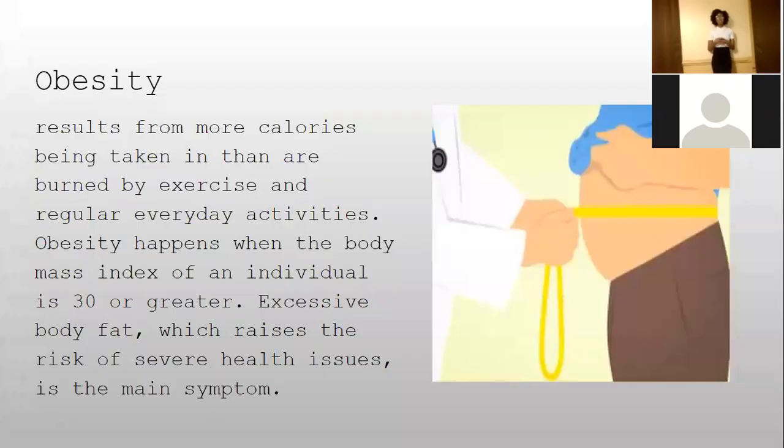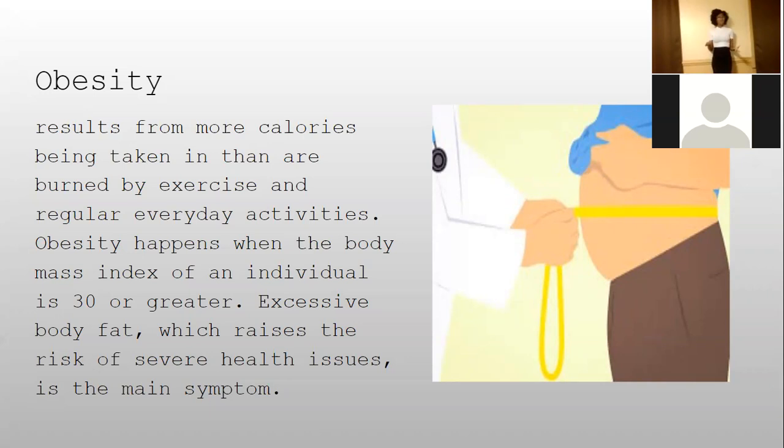So obesity results from calories being taken in more than they're burned through exercise. And this is determined through a system called the BMI, which stands for body mass index. When yours is greater than 30, that is when you usually reach the obesity area because of the excessive fat that you have, which can cause many symptoms and health issues.